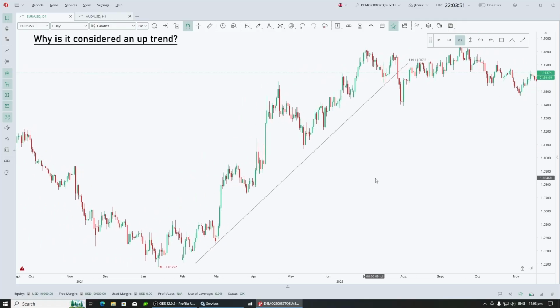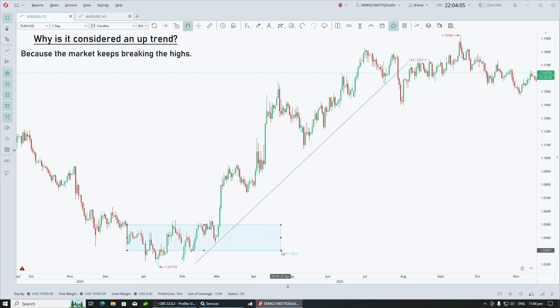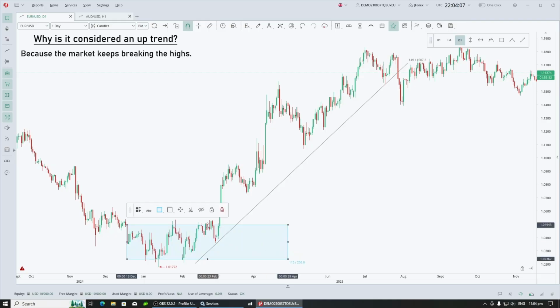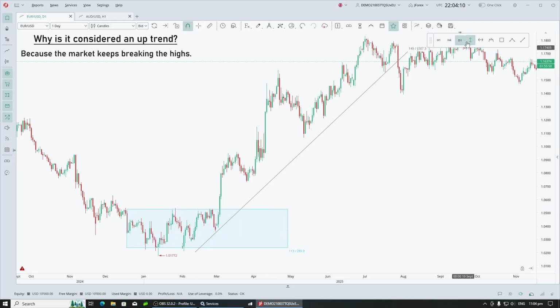So why is this considered an uptrend? When the market keeps breaking highs continuously, that is considered an uptrend. So what are highs? What the hell am I talking about? First of all, let's use this box and find the beginning of the trend. Okay, let's just say the market you're looking at right now started off from this point. We have this up candle, these candles, which is considered bullish candles, that are heading to the upside.